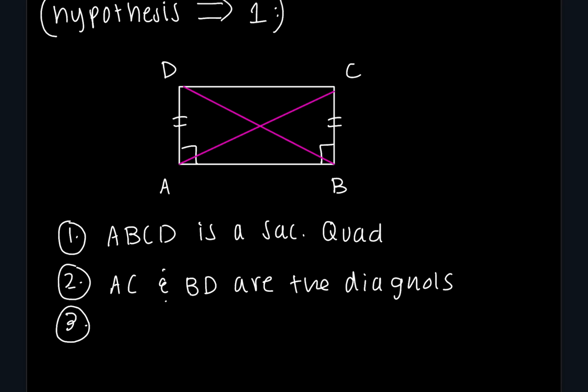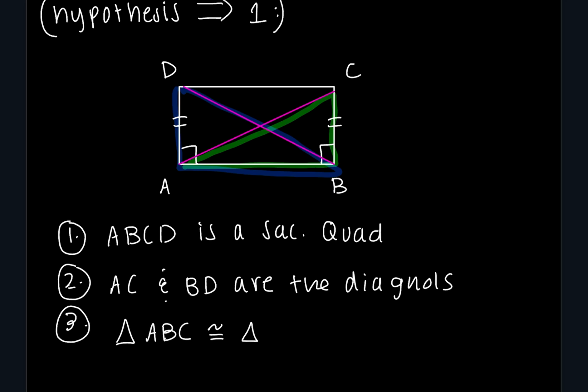Thirdly, we can now have congruent triangles by side angle side. So we see triangle ABC right here is congruent to triangle BAD, which is this one right here. And we know that by side angle side. So triangle ABC is congruent to triangle BAD by side angle side.